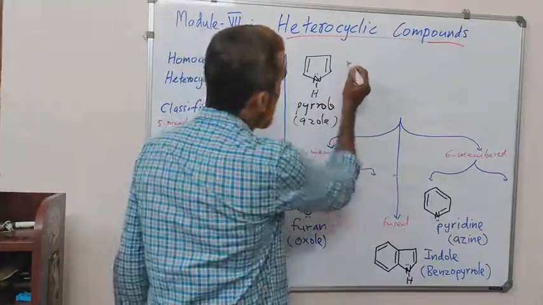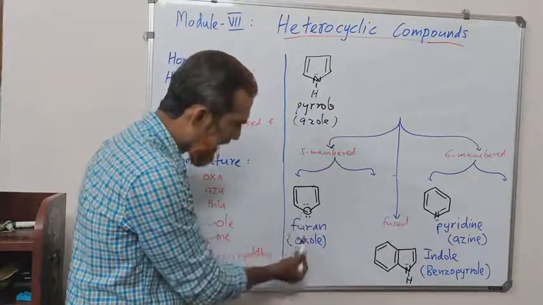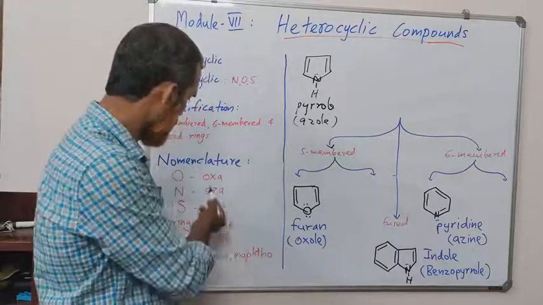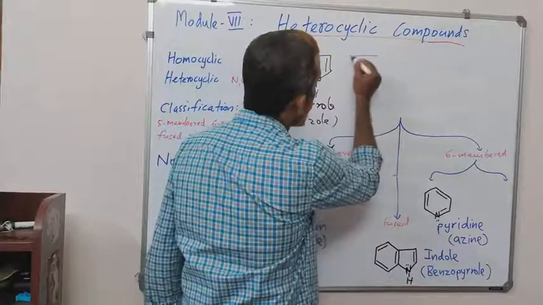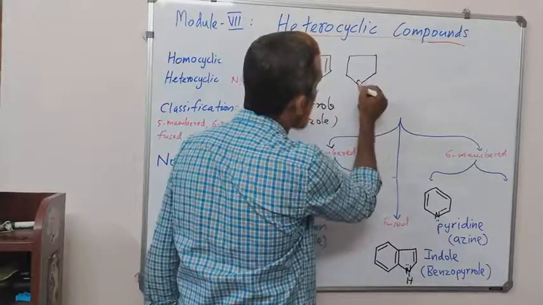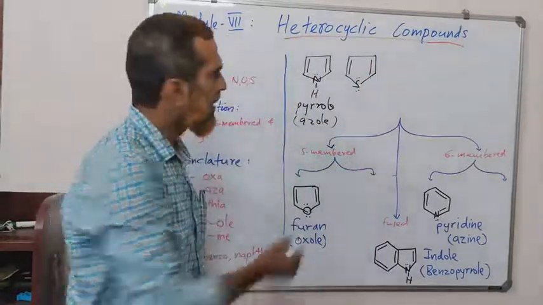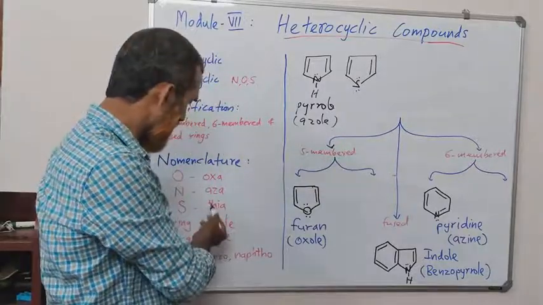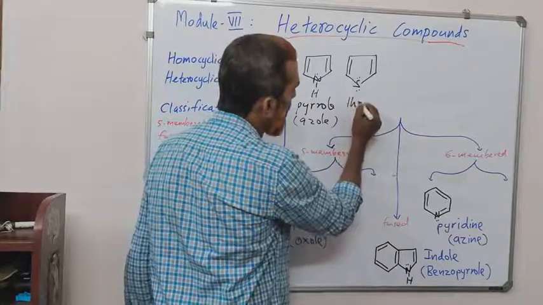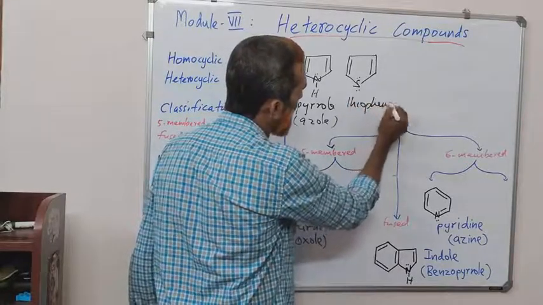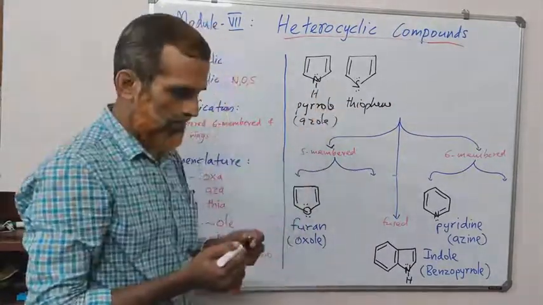Then if it is oxygen, it is here. What is it? It is furan, the common name, and systematically it is to be called oxole. So it is oxole. Next one, a 5-membered ring with a sulfur compound. Instead of oxygen, if it is sulfur, it can be called thiole, and the common name is thiophene. So thiophene or thiole. These contain only one heteroatom.